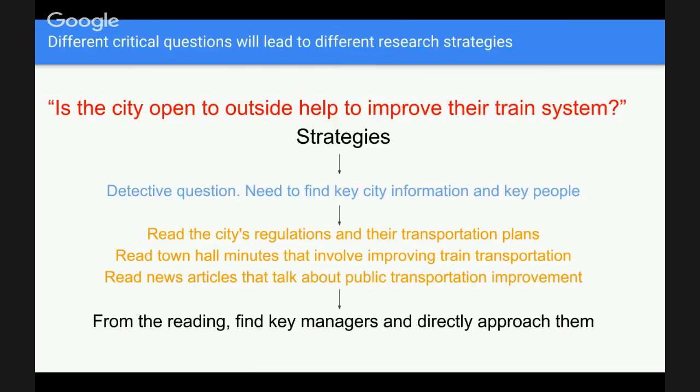Okay, you can probably read news articles that talk about public transportation improvement in your city. Newspapers, look at the news, try to find something. And here's the key point. This is all secondary research that's out there, but the key thing is that from reading these articles, we find out who the key managers are, who the key people are who are actually running the town hall meetings, who are actually being featured in these news articles. These are probably the directors, the key city managers of your city.